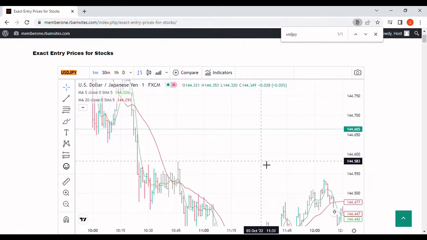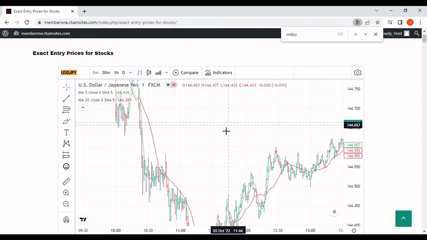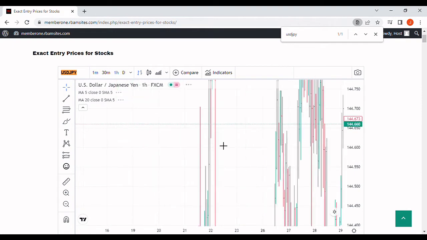So it works both on the long side and the short side. That's day trading using moving average. Let's take a look real quick and try another way to do it with algo trading.